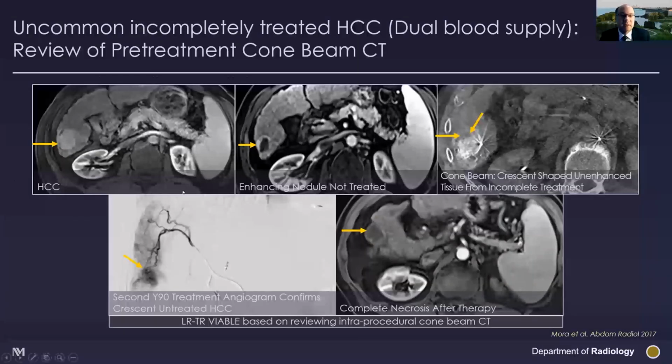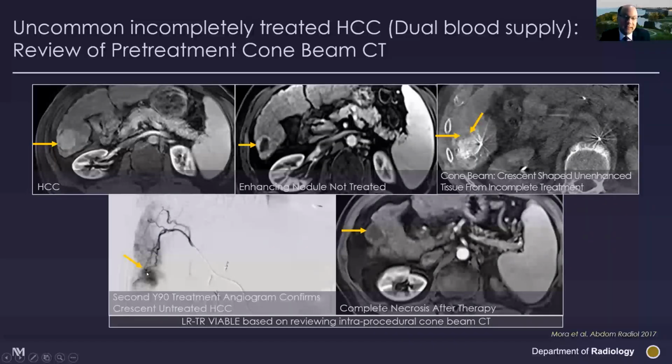Another example. Here's an example where you see an HCC. When I look at this, I look at the nodule, but what I like to do also, if they do it, is look at the cone beam images. In this particular case, they did a cone beam CT. You can see that the majority of the lesion is filling in, but notice that this nodule enhancement didn't show any uptake on the cone beam CT. There was no vascular flow, suggesting there's a different blood supply.